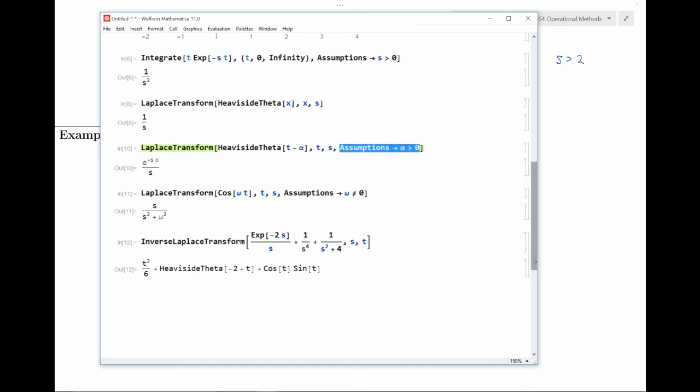Alright, that's it for today. In the next lecture, we're going to consider shift theorems which connect the shifts of the function with exponential multipliers for Laplace transforms, and exponential multipliers for functions into shifts of Laplace transforms.